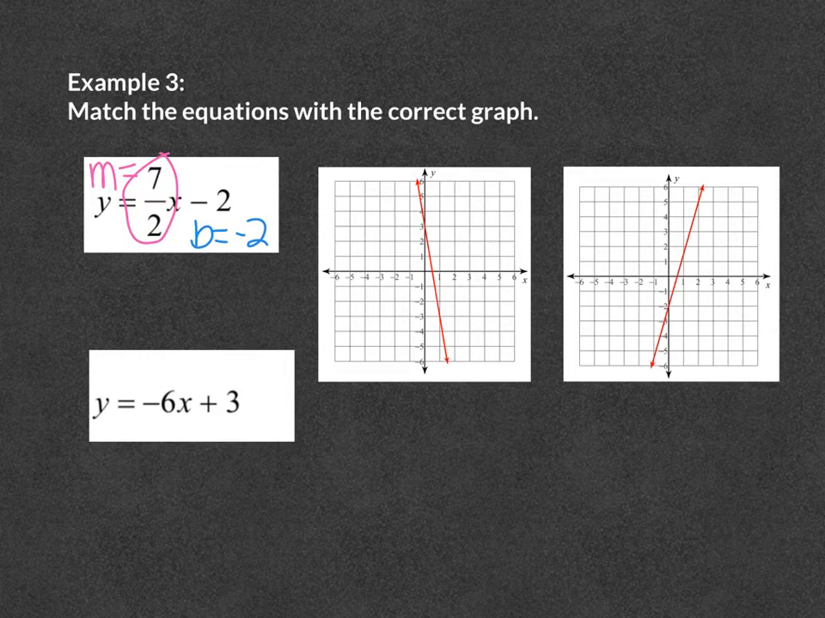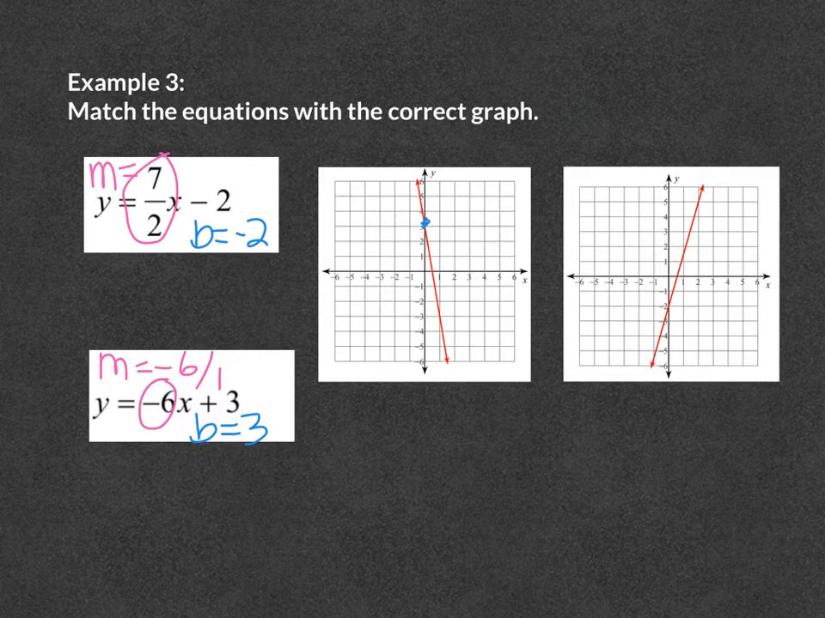Now the second equation, y equals -6x plus 3. I know that my slope is the coefficient of x, which is -6. So m equals -6. I'm going to write it as a fraction, so I'm going to write it over 1. And then my y-intercept, which is b, is 3. So now I'm going to look at the first graph, and I see that the y-intercept is 3. So I notice that my second equation has a y-intercept of 3, but I want to make sure this is correct. So I'm going to go ahead and plot my point at 3, because that's the y-intercept and that's our starting point.